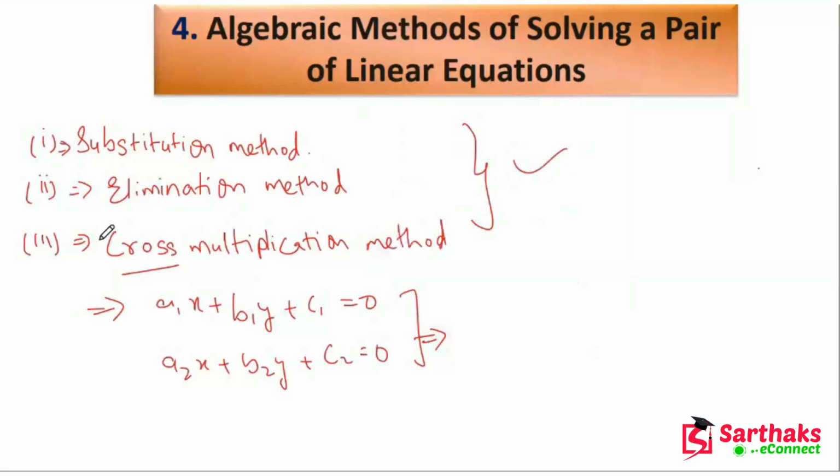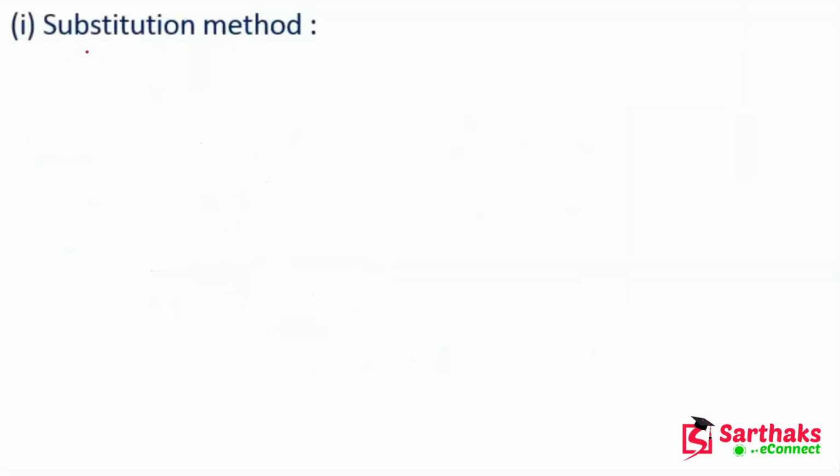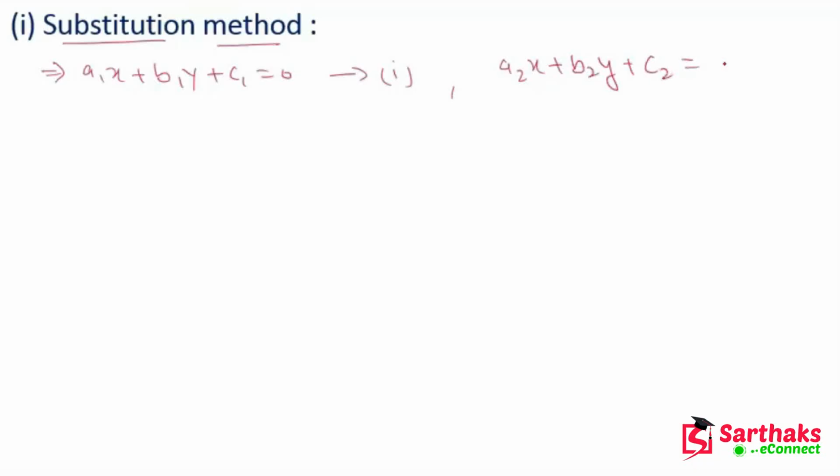So my dear friends, the first method is the substitution method. We have to find the solution of a pair of linear equations in two variables with the help of this method. Let's suppose we have a1x plus b1y plus c1 is equal to 0, this is equation 1, and a2x plus b2y plus c2 is equal to 0, and this is our second equation.